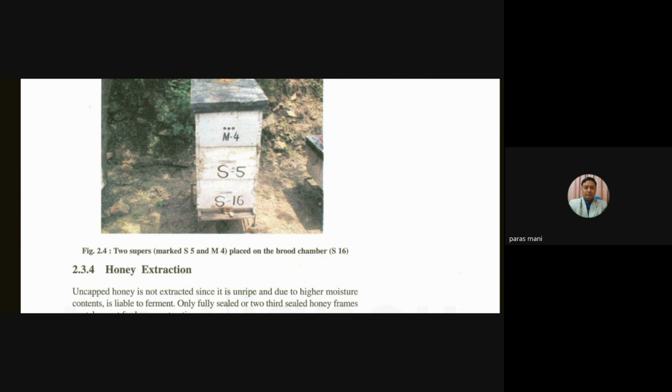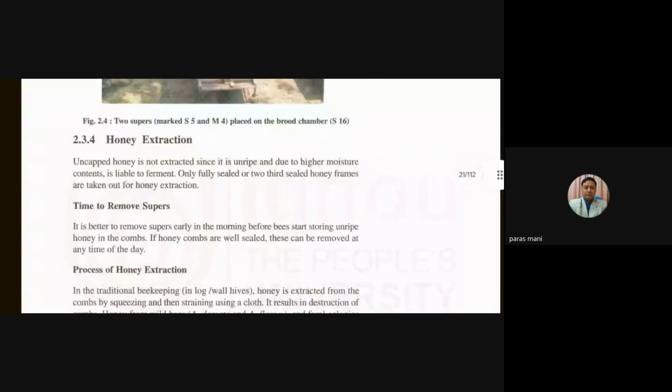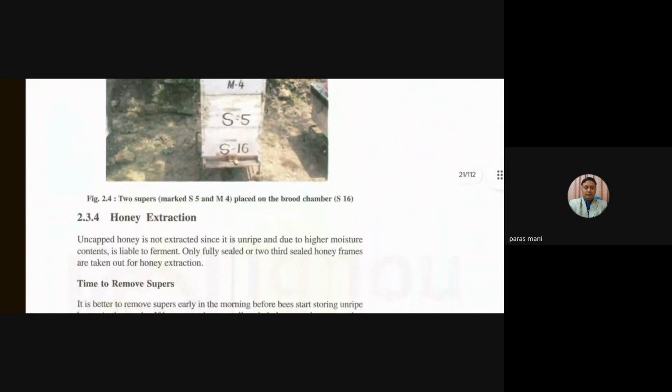S16 is the brood chamber, and the first super chamber placed was M4. After complete filling of the M4 super chamber, only then will we give one more super chamber, that is S5, which is given just above the brood chamber, above the S16. And the earlier super chamber will be kept on the top, and the top cover will be placed.